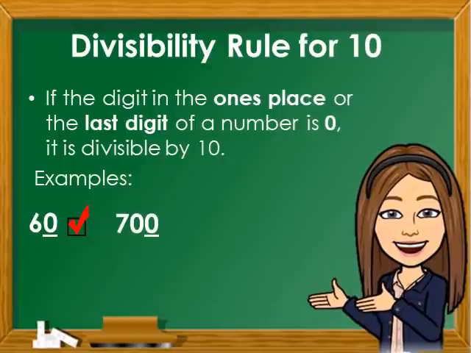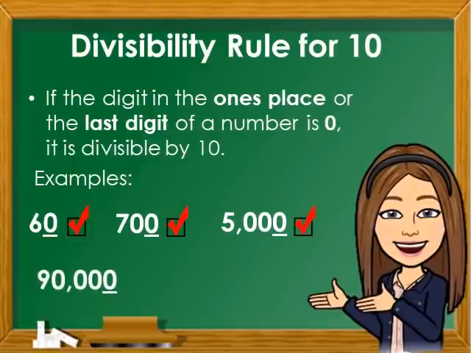700. The ones place or the last digit of 700 is 0, so 700 is divisible by 10. 5,000. The ones place or the last digit of 5,000 is 0, so 5,000 is divisible by 10. 90,000. The ones place or last digit of 90,000 is 0, so 90,000 is divisible by 10.